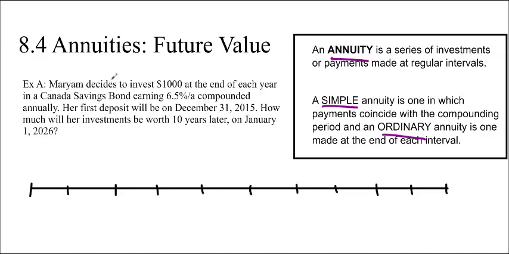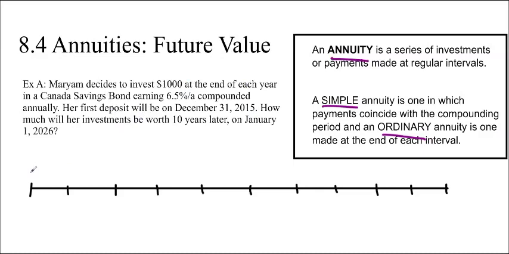Example A. Miriam decides to invest $1,000 at the end of each year in a Canada savings bond earning 6.5% per annum compounded annually. Her first deposit will be on December 31st, 2015. How much will her investments be worth 10 years later on January the 1st, 2026? So you can see this is a regular account, and she's just putting money in at regular intervals. And that makes it an annuity, okay?